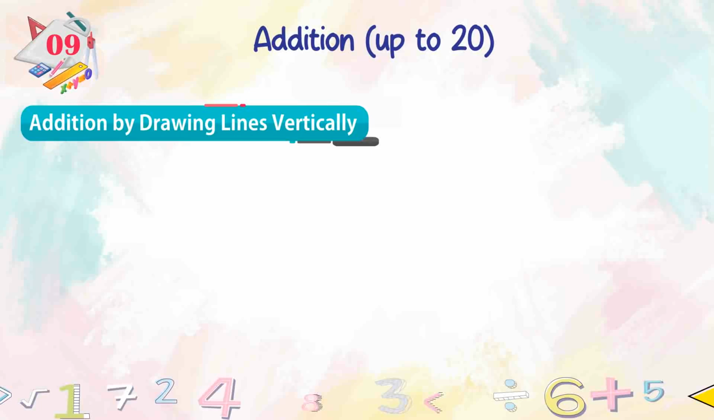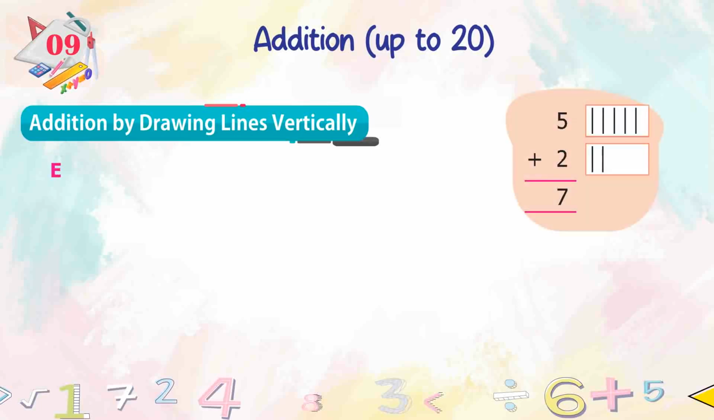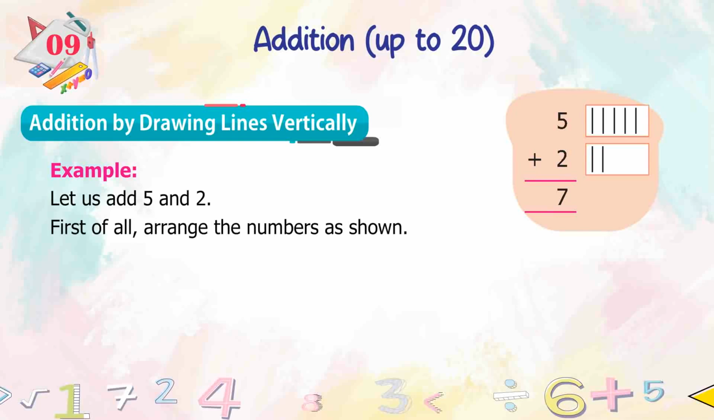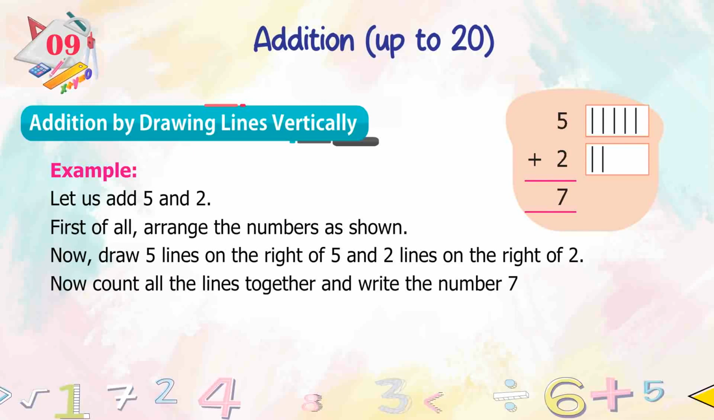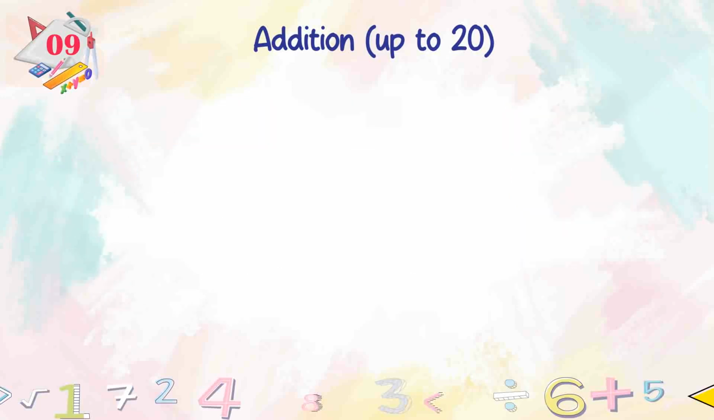Addition by drawing lines vertically. Example. Let us add 5 and 2. First of all, arrange the numbers as shown. Now, draw 5 lines on the right of 5 and 2 lines on the right of 2. Now count all the lines together and write the number 7. Since there are 7 lines in all, the answer is 7.